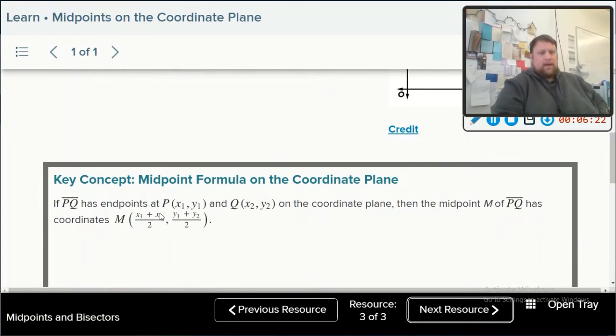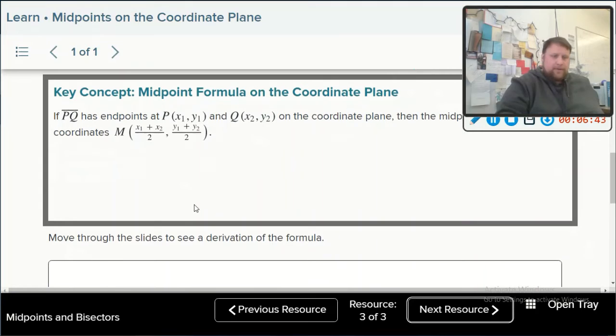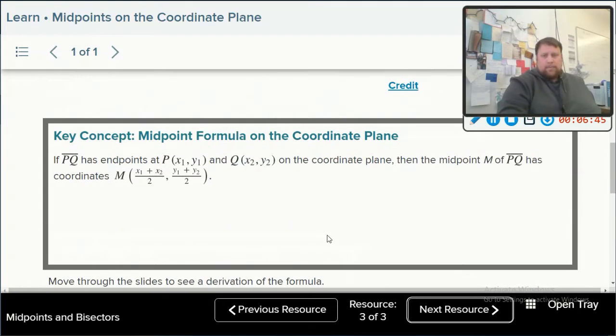If PQ has endpoints P, which is just an x1 and y1 coordinate, and Q, which is an x2, y2 coordinate on the coordinate plane, then the midpoint M of PQ has the coordinates M, which is x1 plus x2 over 2, which is just our number line, right, on the x-axis, and y1 plus y2 over 2. It's just averaging both values. So pause this, write this down, because we're going to head back to our regularly scheduled program right now.